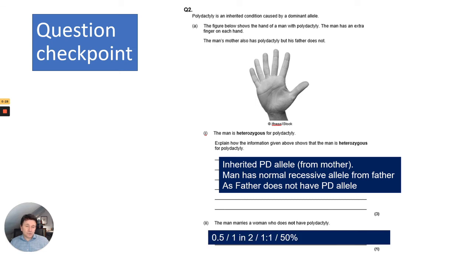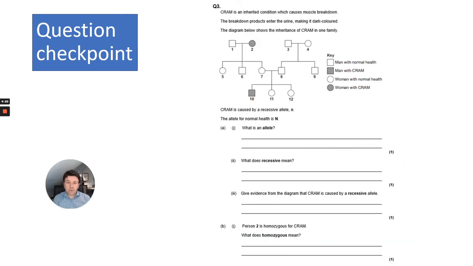Well, you could draw out a Punnett square diagram at this stage, but usually, when they don't have it or they do have it, it's always a 50% chance. So you can have either 0.5, or 1 in 2, or 1 to 1, or 50%. So this question is definitely a higher tier question, and it's a 15-mark question as well. So we'll go through it together.